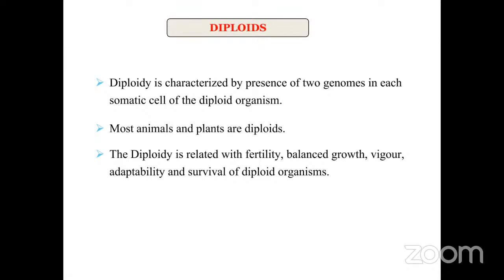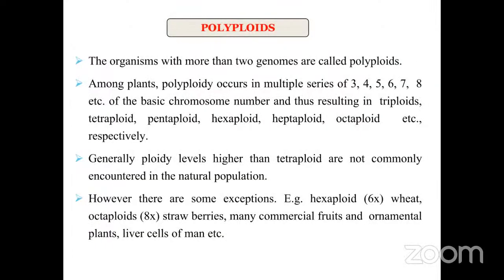Whenever we say diploid organism, 2n means there are pairs of homologous chromosomes. Each homologous chromosome comes from either the male parent or the female parent, either of maternal origin or of paternal origin. Polyploids are organisms with more than two genomes. Among plants, polyploids occur in multiple series like triploid, tetraploid, pentaploid, hexaploid, heptaploid, octaploid, resulting from extra sets of the basic chromosome number.